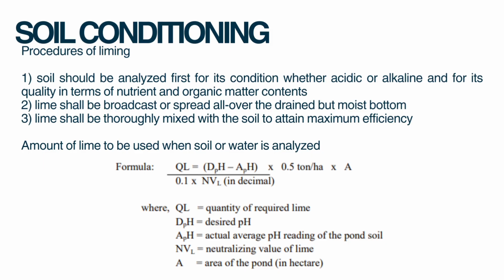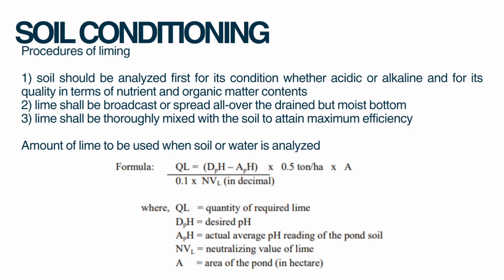Second, once the need for liming is confirmed, the lime should be broadcast or evenly spread over the entire pond bottom, and the pond must be drained but still moist since moisture allows better reaction between the lime and the soil. Third, the applied lime must be thoroughly mixed with the soil, and proper mixing ensures uniform distribution and allows the lime to react efficiently, resulting in better neutralization of acidity.